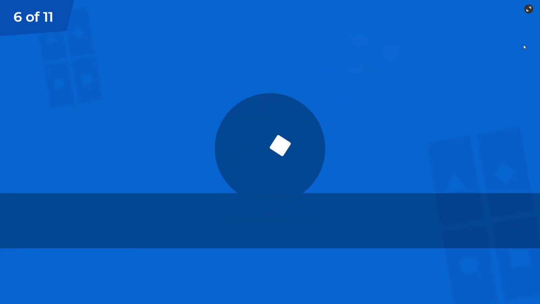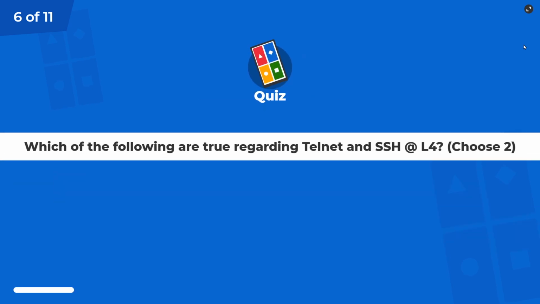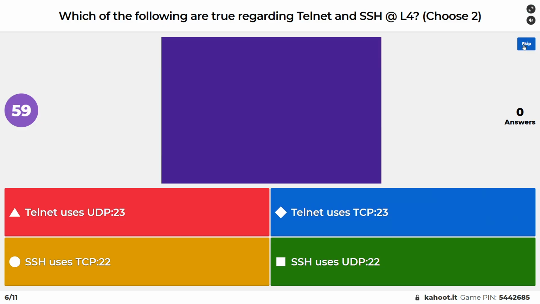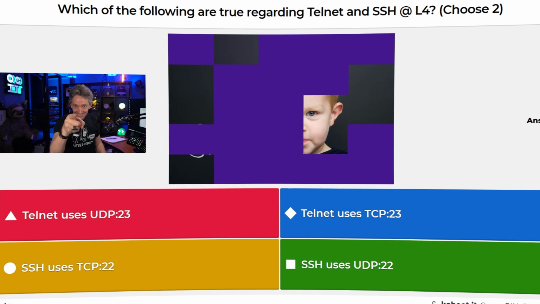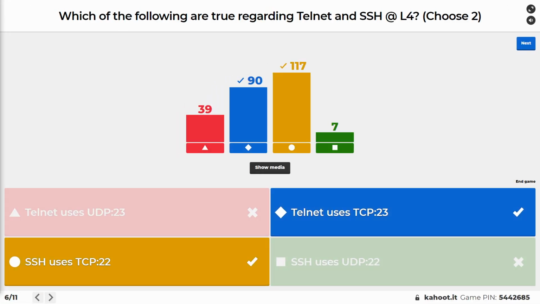We have question 6 of 11. Multiple select. Which of the following are true regarding Telnet and SSH at layer 4? Go ahead and choose 2. All right, taking a look at our answers here. So SSH does indeed use TCP at layer 4 with the well-known port for SSH as port 22. And Telnet, its insecure little predecessor, is TCP port 23.